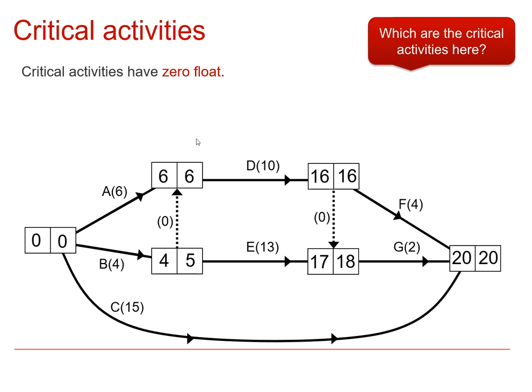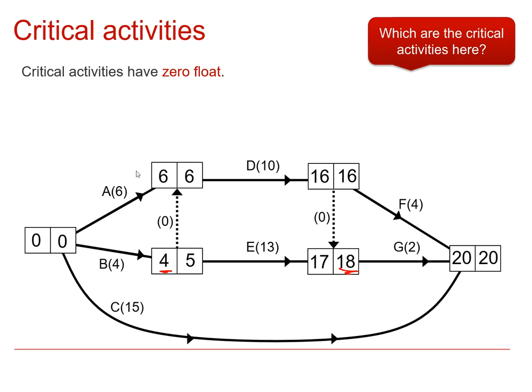Okay, so hopefully what you've found is that for some of these activities there is a non-zero float. So for example here we'd be taking this 18 and this 4, subtracting the 13 and the 4 and finding that this activity has a float of 1, so that's not a critical activity.